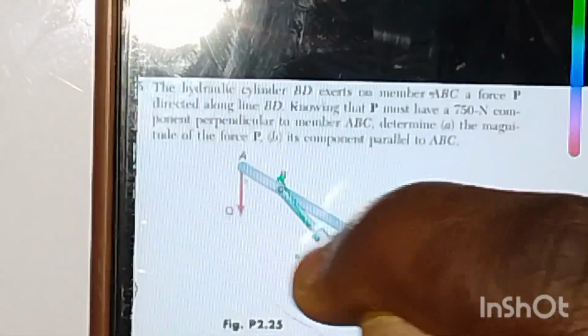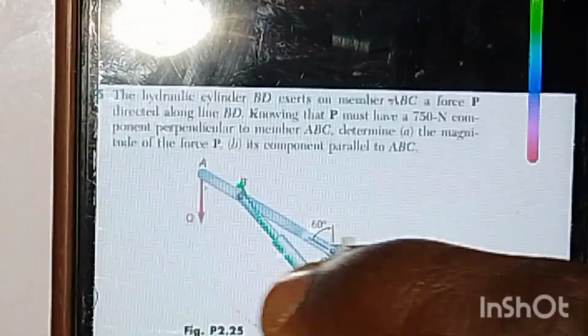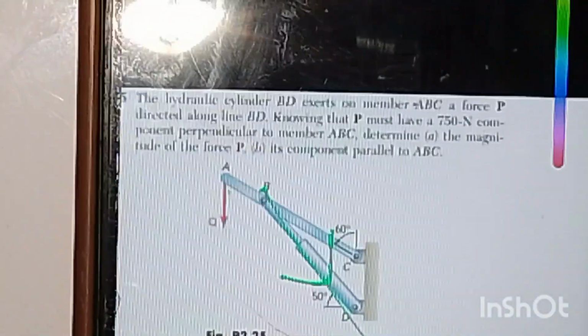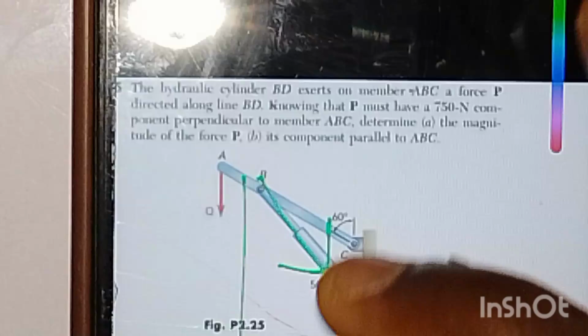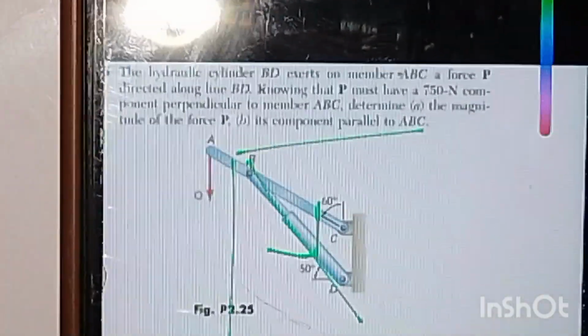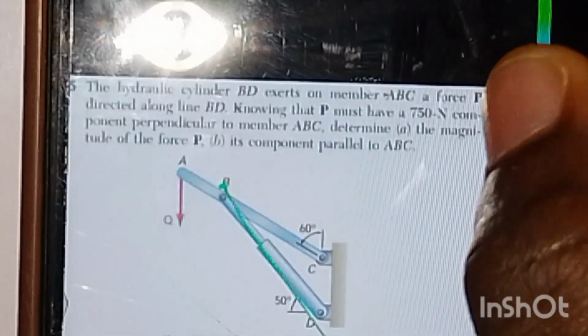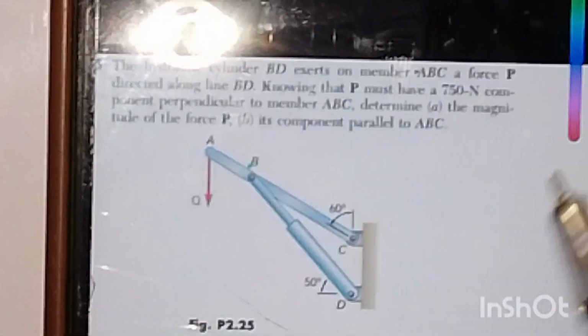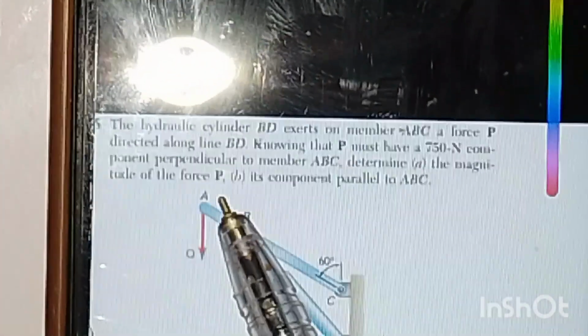Since the force is acting downward like this, it will have both the vertical and the horizontal components. Are you with me? It will have both the vertical and the horizontal components in that downward direction. So the question now says determine the magnitude of force P. We are determining the magnitude of force P.